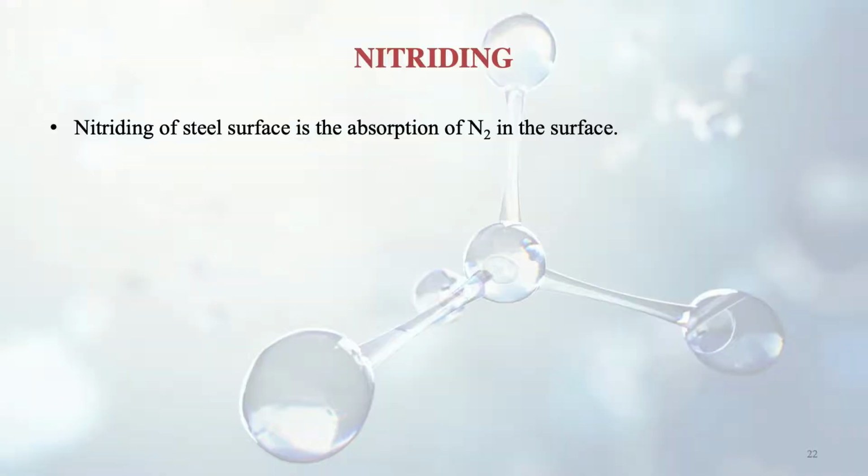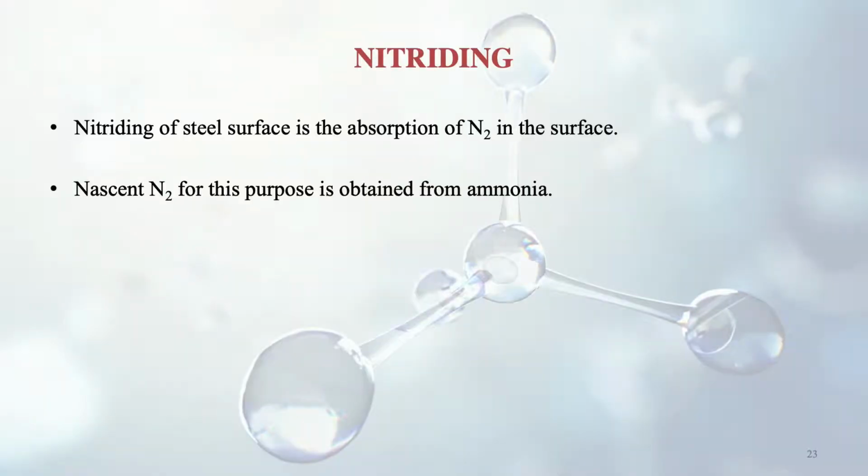So after discussing the carburizing process, there is one more process, that is nitriding. And how we do that, it is mentioned here. Nitriding of a steel surface is the absorption of nitrogen in the surface. So it is simple. The name nitriding comes from nitrogen, N2. And nascent N2, meaning that which is fresh from a reaction, is used here and is obtained from ammonia gas. So an ammonia atmosphere is required, so that we get nascent N2 from that after reaction.